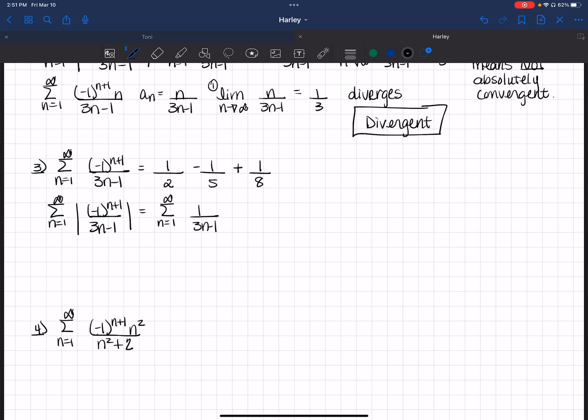I'm going to need to determine if that's convergent or divergent. So for my absolute convergence, I'm going to use my divergence test. Let's see what that's going to give me. I've got the limit as n approaches infinity of 1 over 3n minus 1. And what's that going to give me? That will wind up giving me 0 when I take that limit.